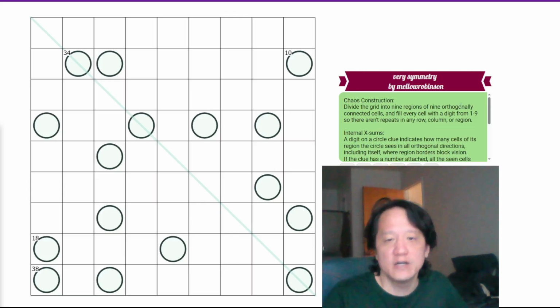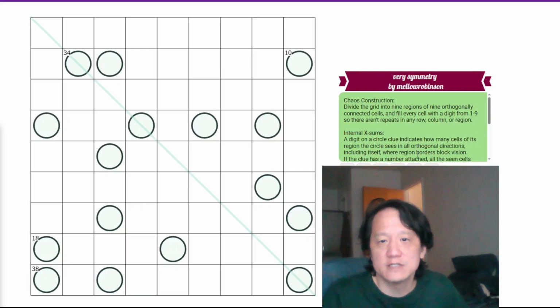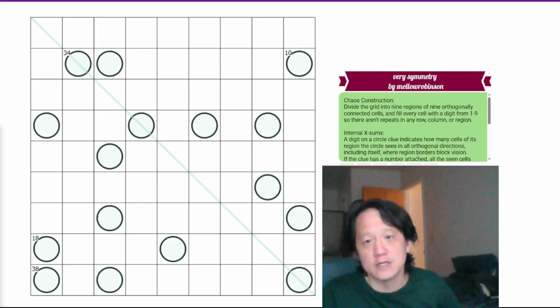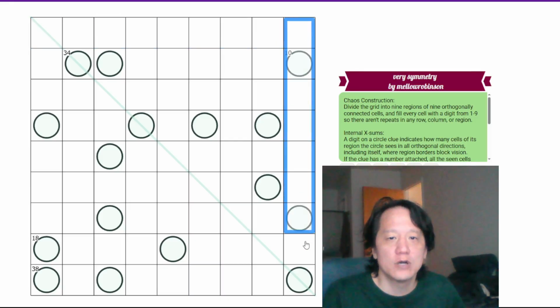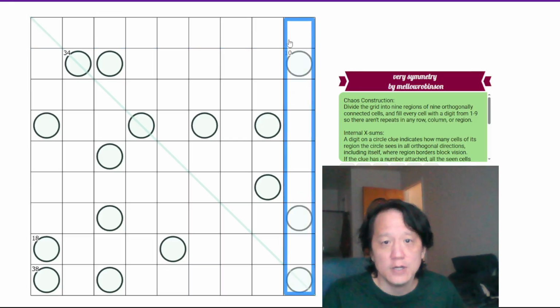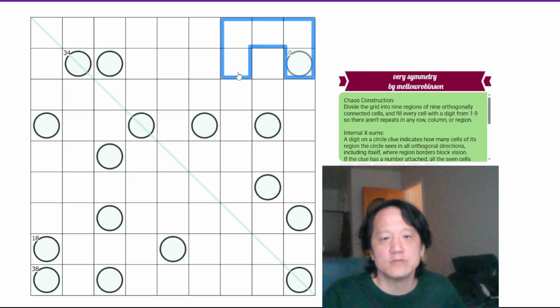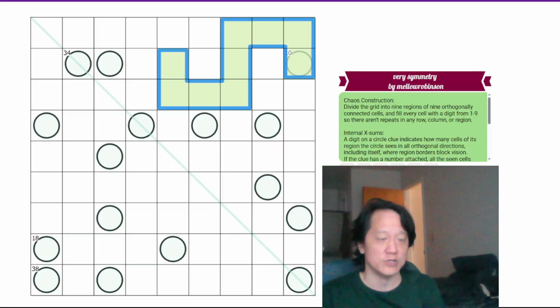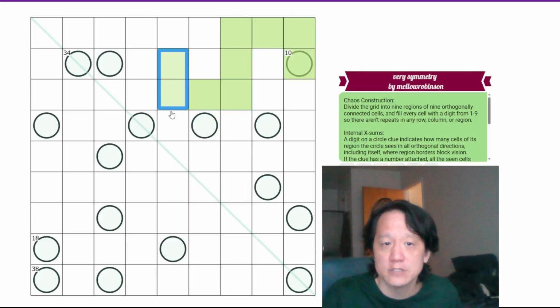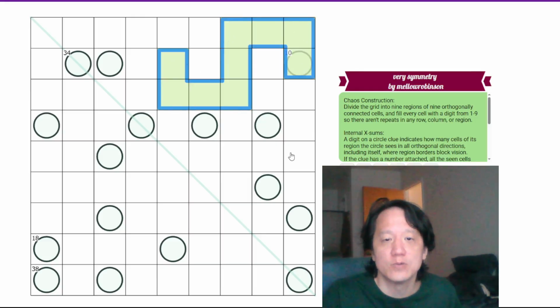We have chaos construction rules, where we need to divide the grid into 9 regions of 9 orthogonally connected cells, and fill every cell with a digit from 1 through 9, so that there aren't repeats in any row, column, or region. Now, what is an orthogonally connected region? It means that it's a region where you can go from any cell in that region to any other cell in the region just by going through edges, all while staying within the region.